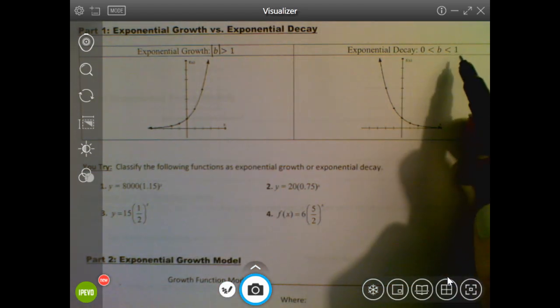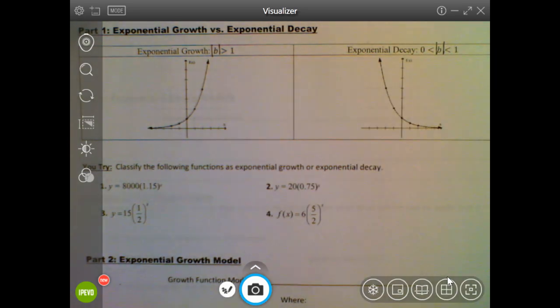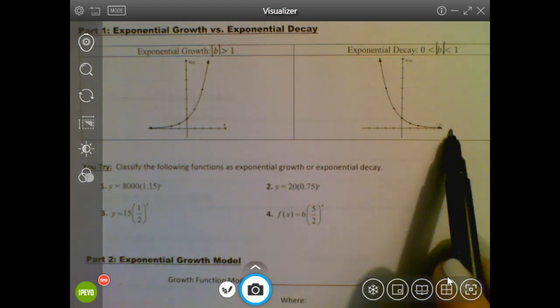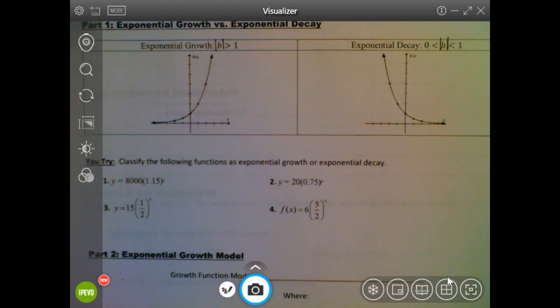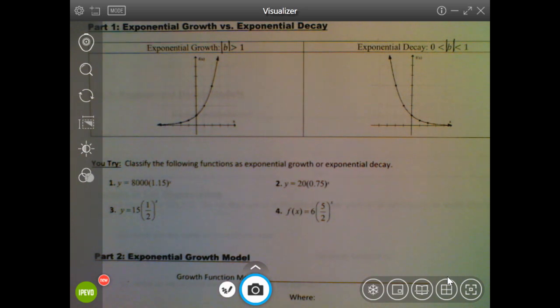If we had an exponential decay function, we said that the absolute value of the b value would be somewhere in between 0 and 1. And the graph is generally going to look like this, where it's decreasing from left to right. So we'll look at a couple of examples of how to identify exponential growth or decay from the model, and then we'll actually write some out and then calculate some examples.